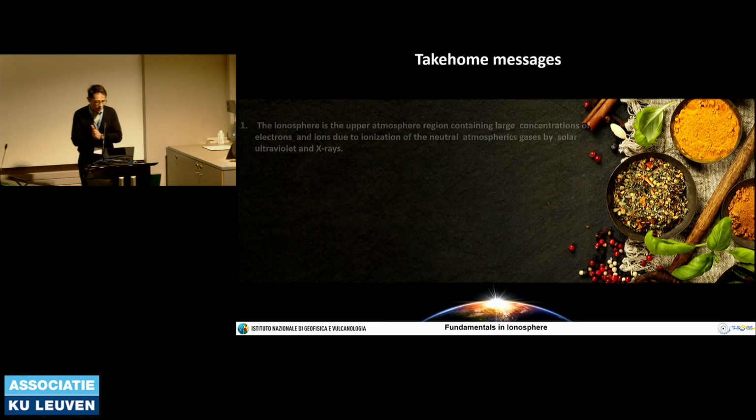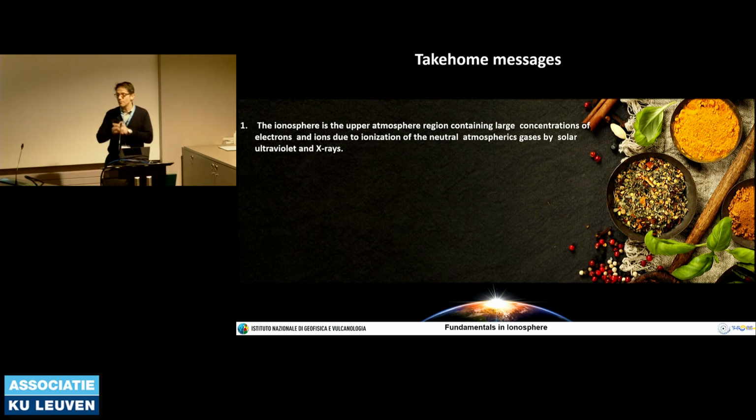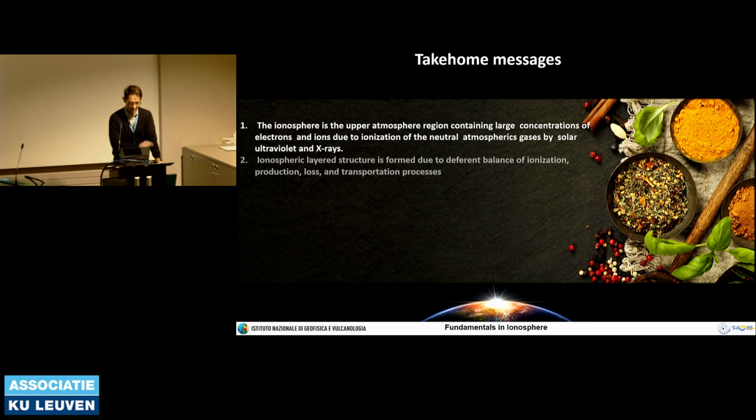Okay, I'm going to conclude. So, some take-home messages. The ionosphere is the upper atmosphere region containing a large concentration of electrons and ions due to the ionization of the outer atmosphere gases by solar ultraviolet and X-rays. It's vertically structured, composed of layers, and formed by an interplay between ionization production, loss, and transportation processes.